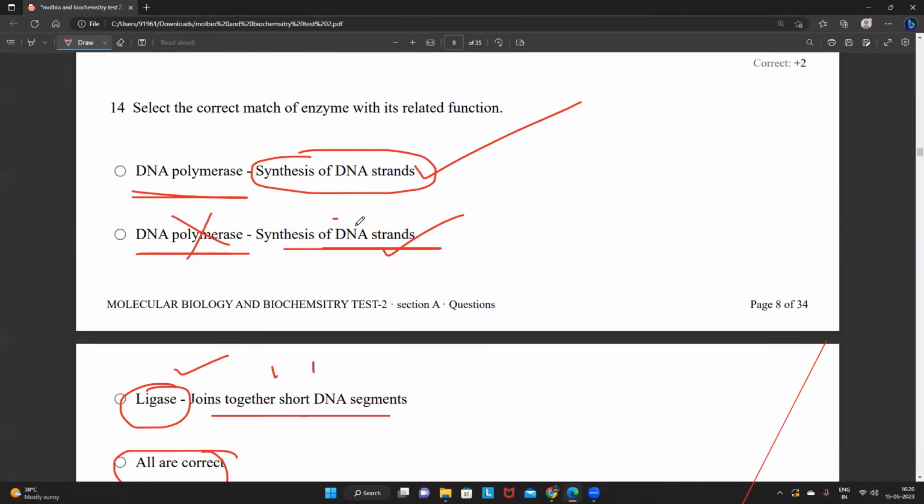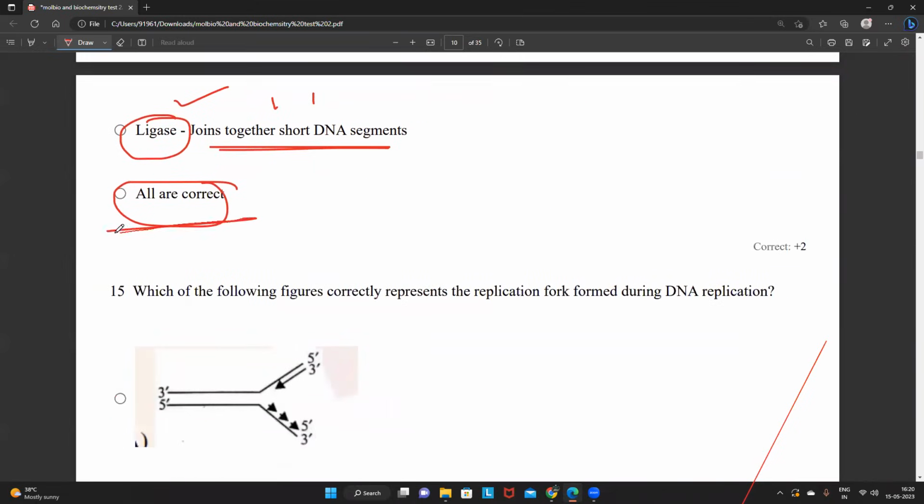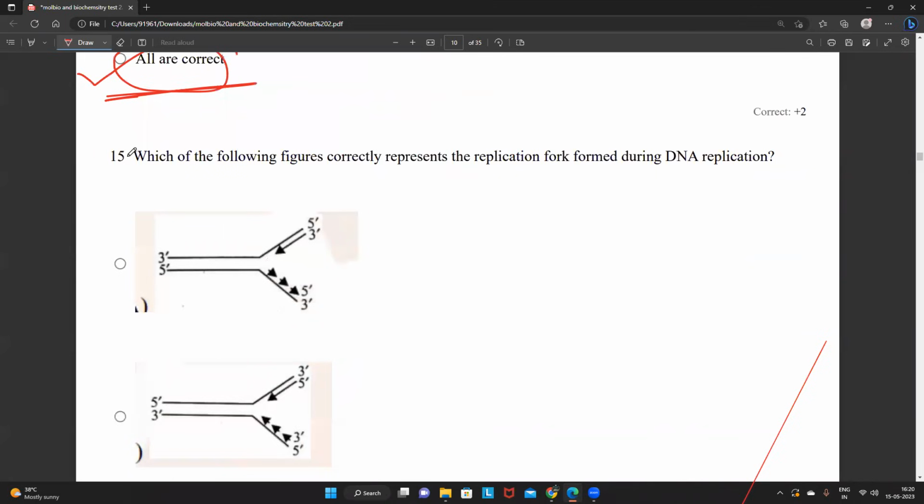I think here it is helicase. Helicase's function is unwinding the DNA. DNA polymerase synthesizes the new strand. Ligase will join the strand. Undoubtedly, the correct answer is that all are correct. And surprisingly, I'm not understanding, I have explained this many times. Two to three people have given this question also very wrong.